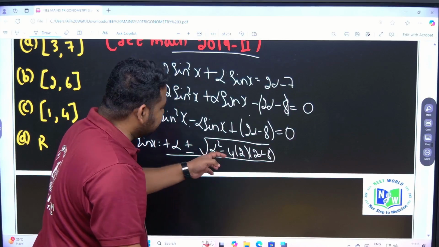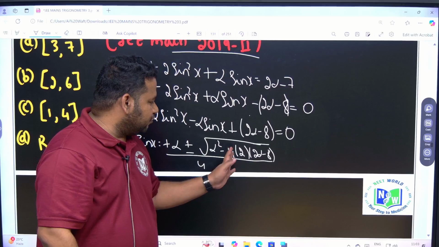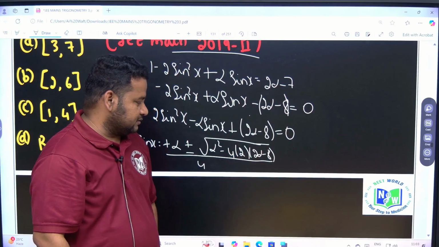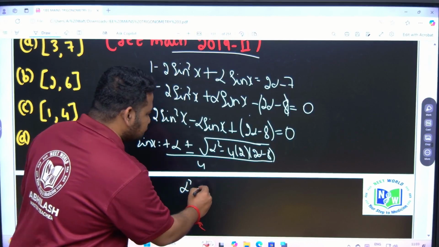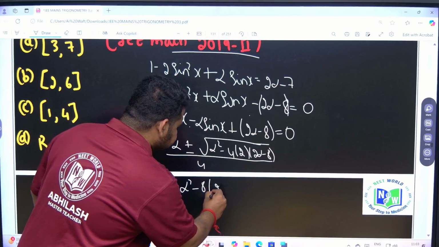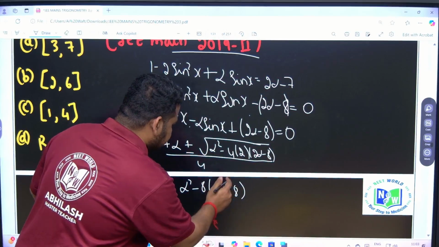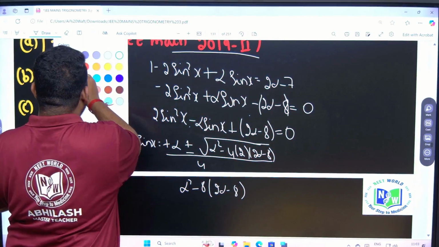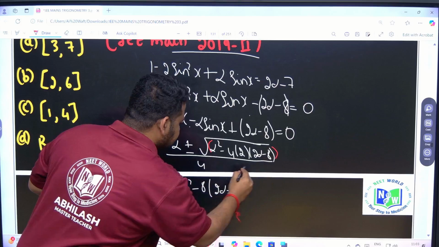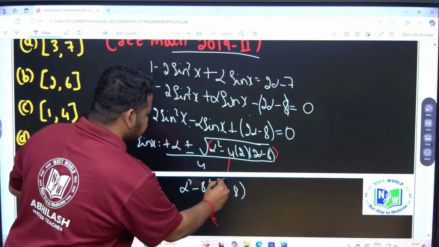So what is this? Alpha square minus 4 into 2 times alpha minus 8. So alpha square, I can write it as alpha square minus 4 2s are 8 into 2 times alpha minus 8. Okay, now I am finding out only this one here.